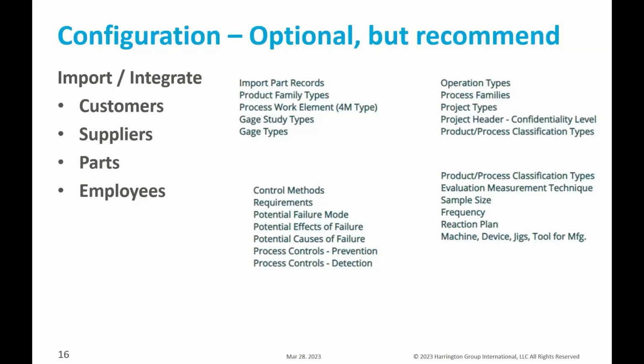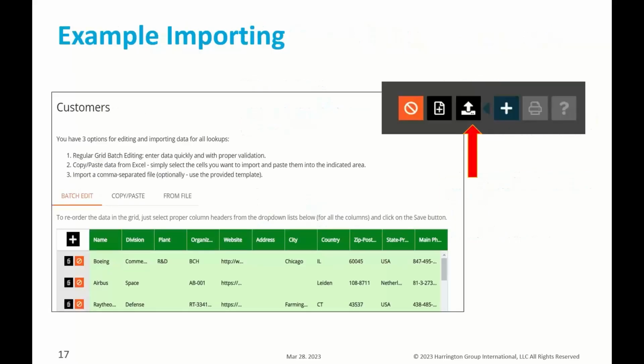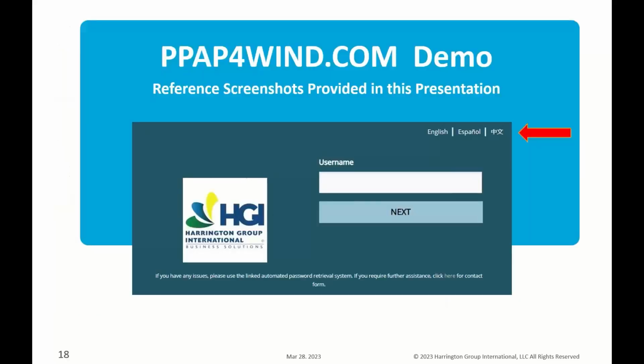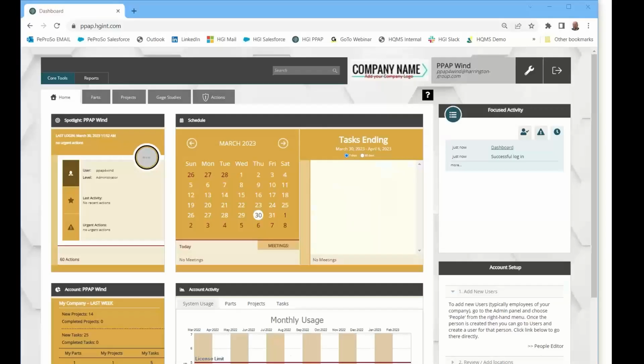Now, again, you don't have to present these files: potential failure modes, potential effects of failure, sample sizes, frequency. You can build them on the fly, but if you take a look at them first, it's better. And importing is easy. When we go into the demo, you're going to see this up arrow icon on all the screens. It's just an easy way to bring files in so you don't have to type it all.